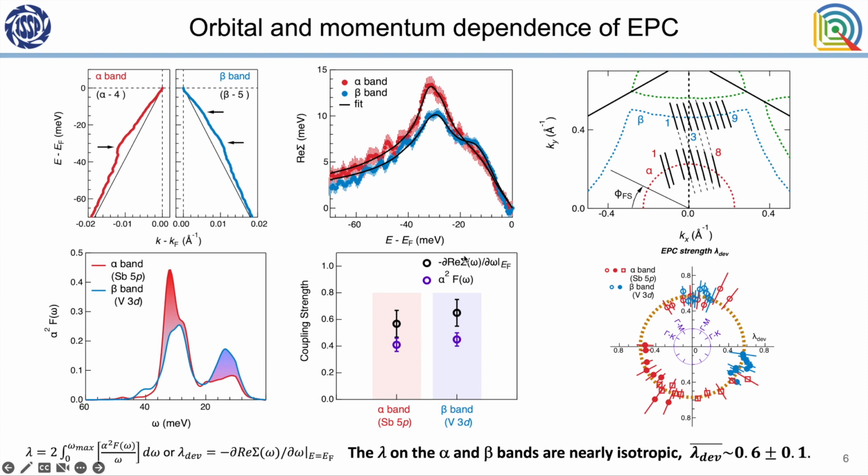Here we use the two methods to extract this electron phonon coupling function. One is the integration of the Eliashberg function, and another is the slope of the real self energy at EF. Considering experimental errors, the extracted electron phonon coupling function by these two methods is comparable. We also study the electronic kinks along the alpha and beta Fermi surfaces to study the momentum dependence. And it turns out that the electron phonon coupling function is isotropic in the momentum space and averaged at 0.6.